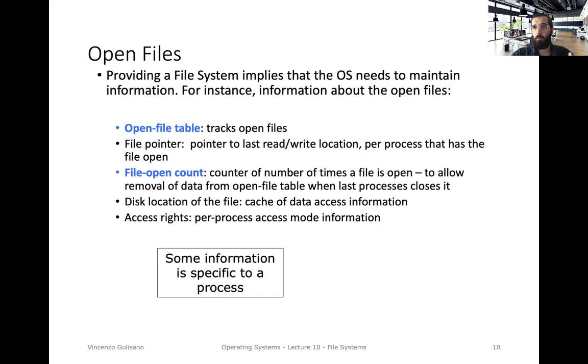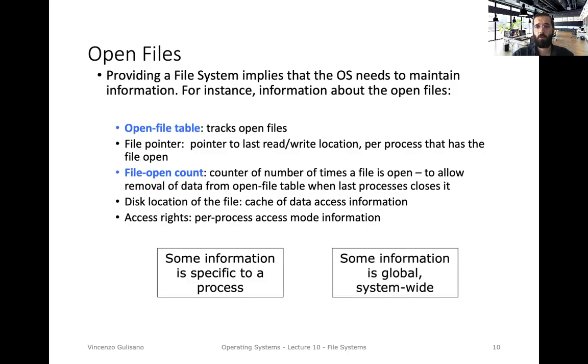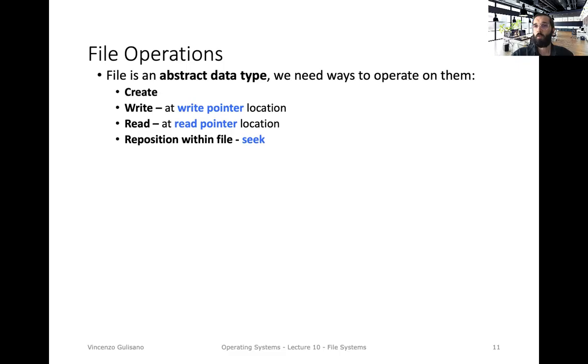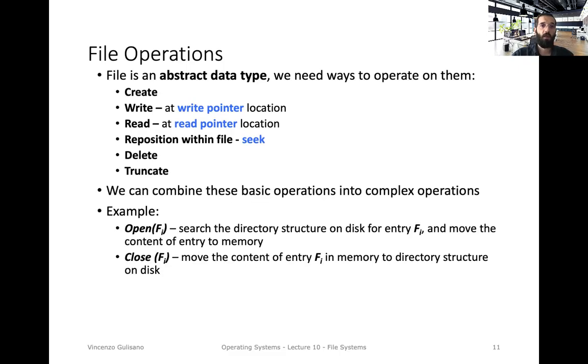So again, in summary, we need extra information. Some is specific to the file or to the process that you are using to interact with the file. You, in this case, is the user or the programmer. And then some information is global and it applies to the entire system. It gives you, of course, also functionalities to operate on files. Okay, you can create, write files at specific locations. You can read files. You can reposition within a file. You can go to different offsets inside the file. You can delete files, truncate files, and so on.